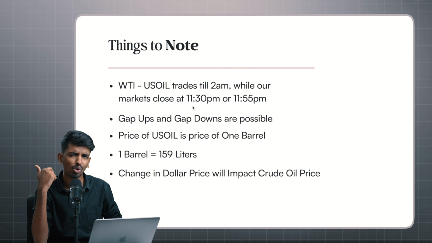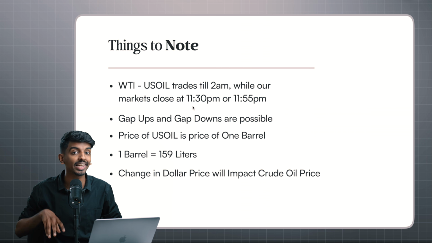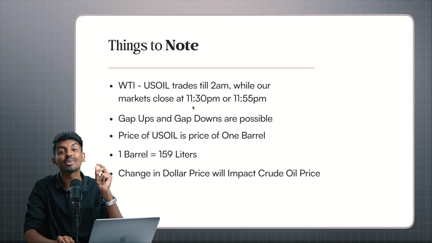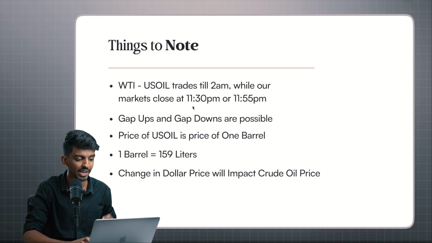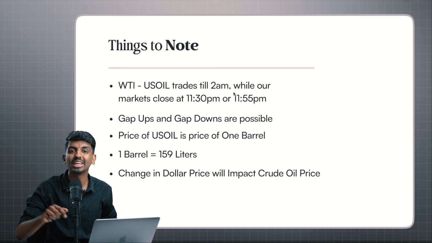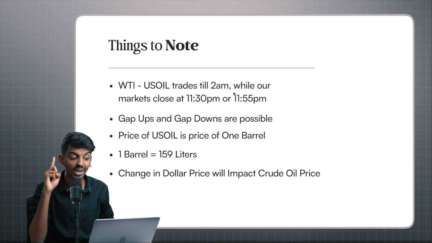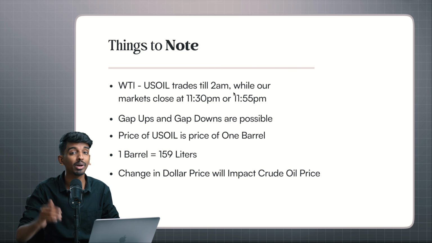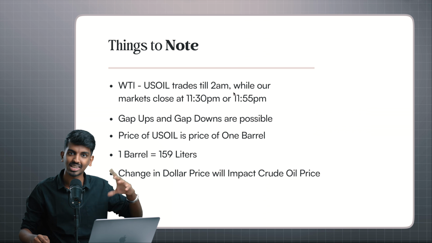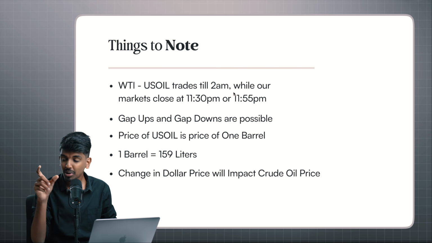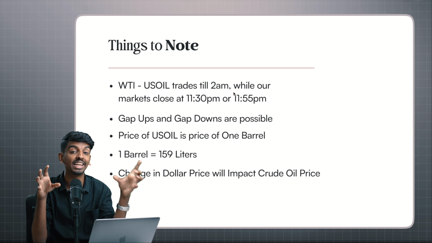So here we understood what is the instrument that you should be tracking in the Indian market, which is on MCX. It is called crude oil. Okay. But again, there are a few things to note before you get into this deeply. So the first thing is WTI or US oil trades till 2 a.m. in Indian time. Okay, but our markets, that is MCX markets, close at 11:30 p.m. or 11:55 p.m., right? Depending on the daylight savings time in the US, this time may vary, but the most that the market will be open till is 11:55 p.m. So there is always a gap between the US price as well as the Indian closing price.